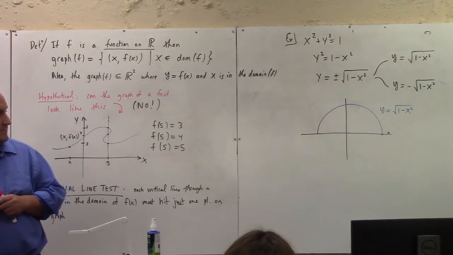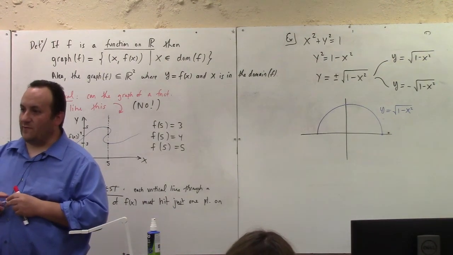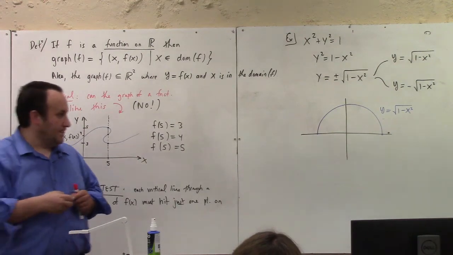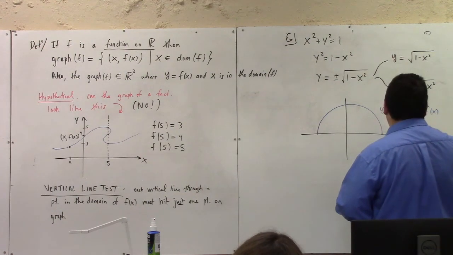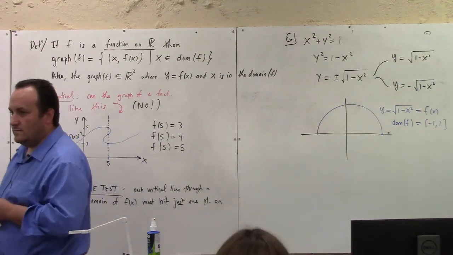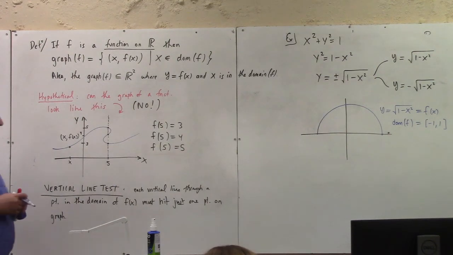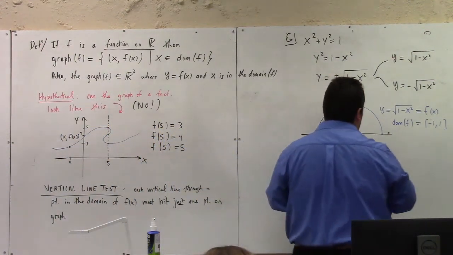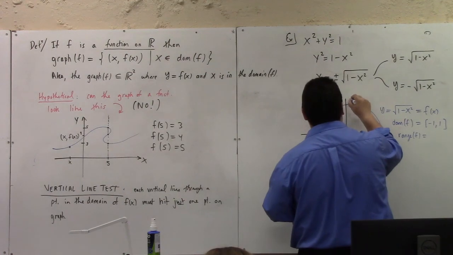What's its domain? You notice all of a sudden I'm not telling you what the domain is. I just wrote a formula down, and now I'm asking you to figure out the domain from the formula. That's often what's done. So if this is equal to f of x, the domain of f is minus 1 to 1. So that would be a function. What's the range? This point up here was 0, 1.